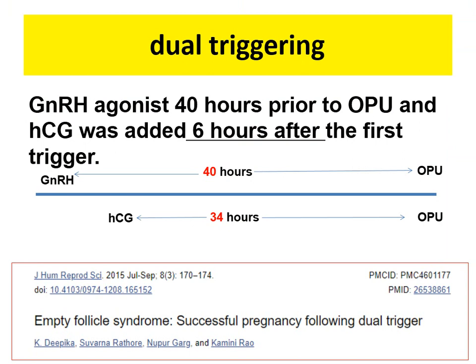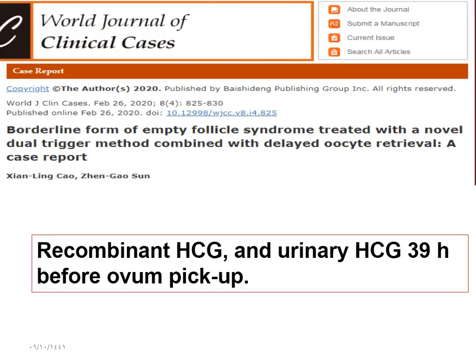We can make a combination of GnRH agonist and HCG, which means that you give GnRH agonist 40 hours prior to ovum pickup and HCG added 6 hours later after the dose of GnRH agonist, so it is given 34 hours before ovum pickup, which is dual triggering.